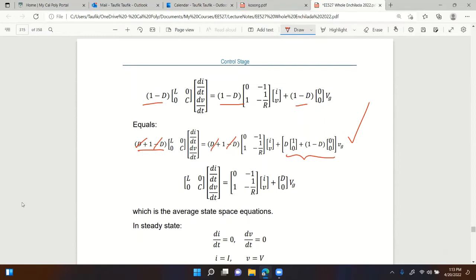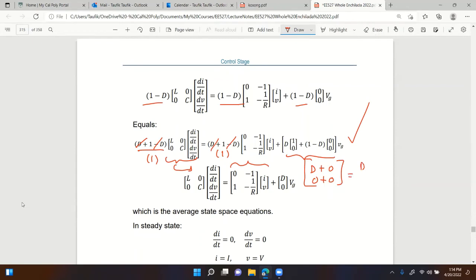but on the left hand side, you get 1 times the whole thing, so that's going to be the same, right? And over here, you also have 1 times this whole thing. That's why you have the same matrix equation. And on the last one, if you multiply out, you get D times 1, that's D, plus 1 minus D times 0, that's 0. And then for the second one, D times 0 is 0, plus 1 minus D times 0, that's 0.